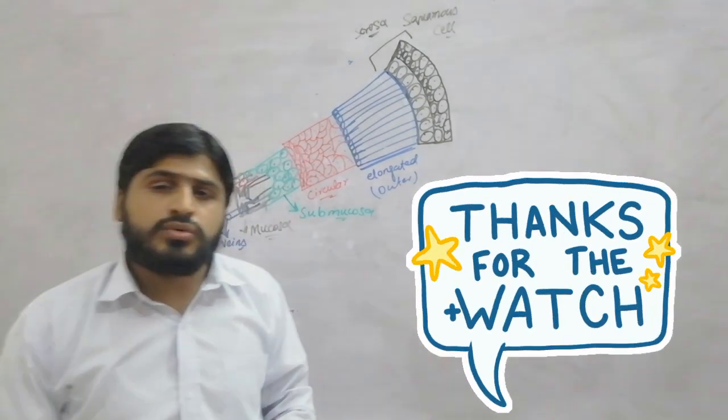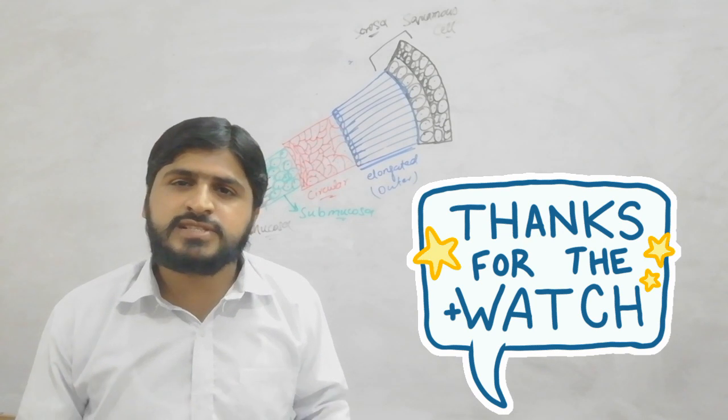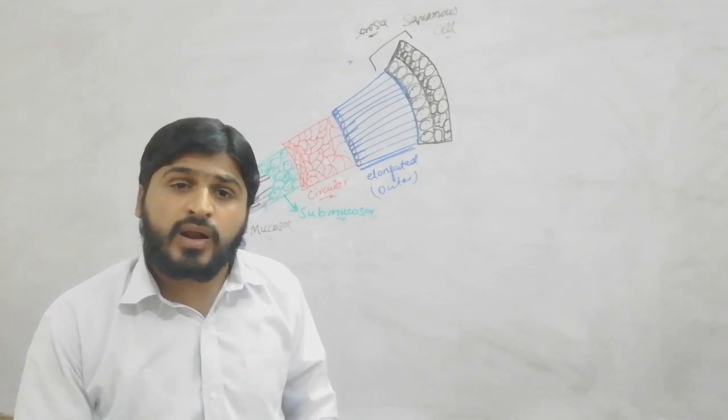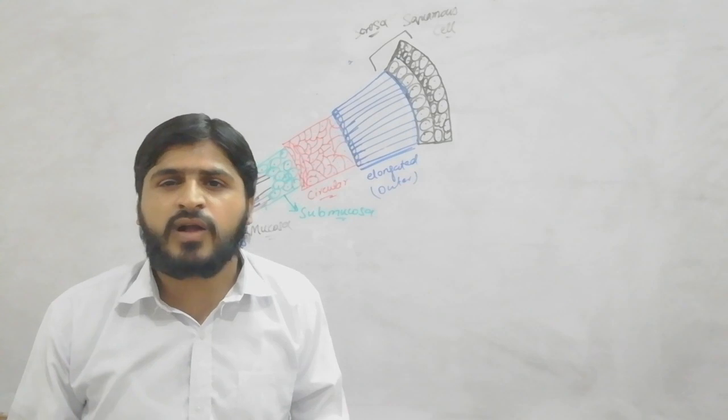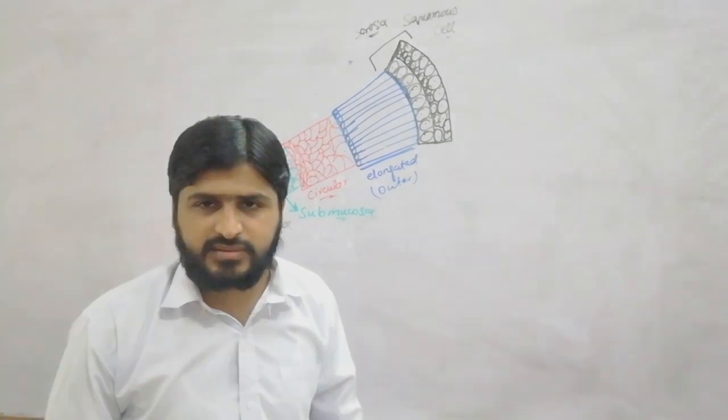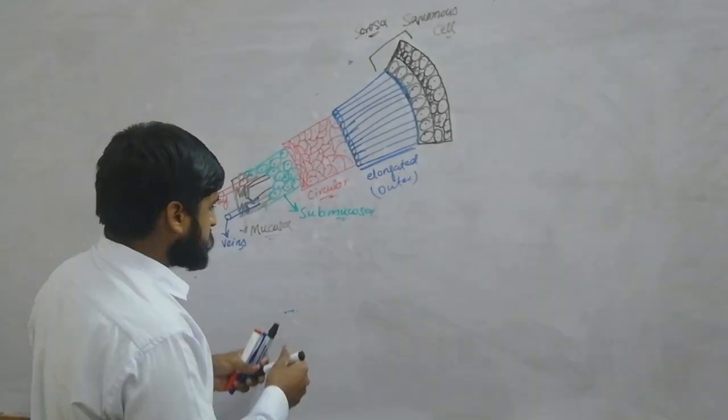I am also telling you about a suspensory tissue which is present around the whole reproductive system of the cow. That is called the broad ligament.